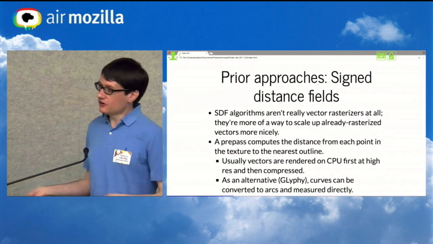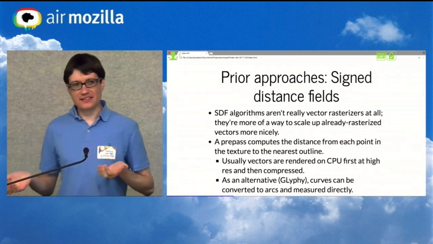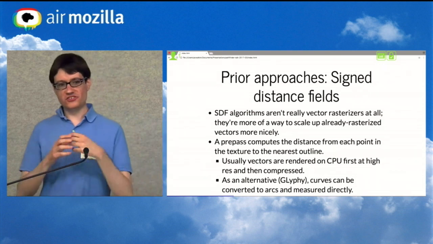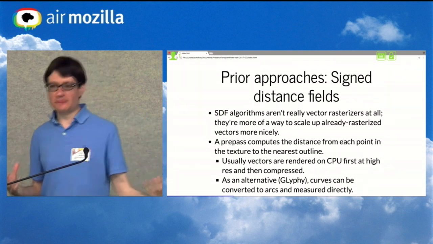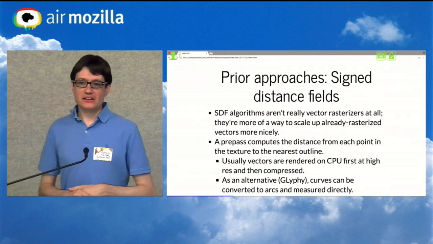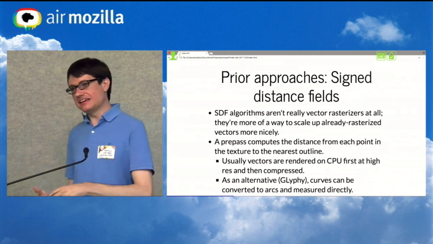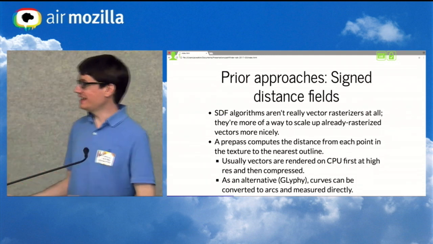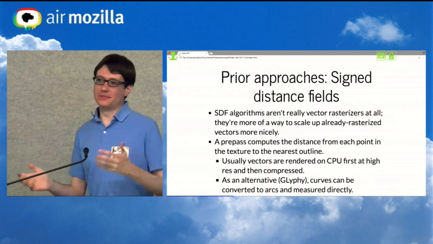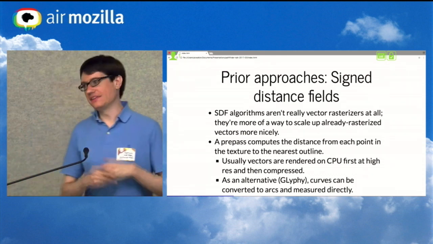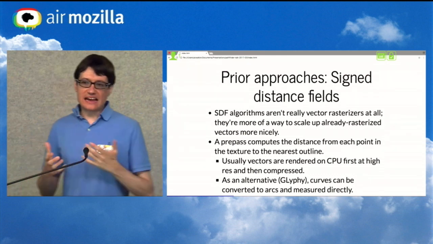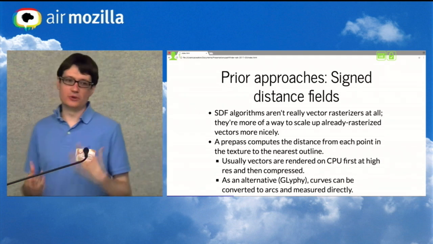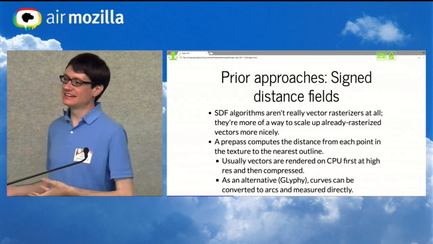So how do SDFs work? Well, SDFs, the thing is, they aren't actually vector rasterizers. They are more of a way to scale up textures and have them not look really bad and really blurry. So they don't actually draw the curves that are inside fonts. They instead just blow up some already drawn fonts, and it looks nicer. So that's kind of an issue, because where do you actually get that signed distance field in the first place? Well, you're basically actually drawing the font.